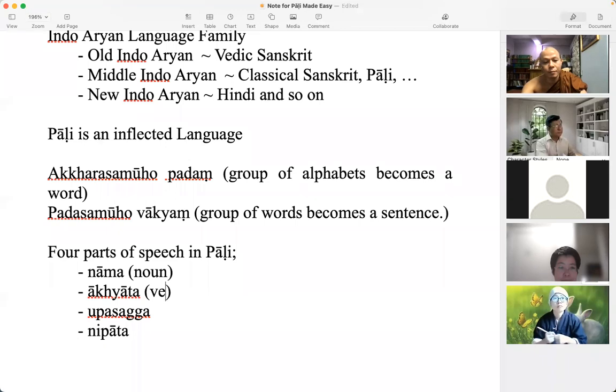Okay, and Akhyata. Akhyata is verb, the same as in English. The other one is Upasagga. The word upasagga literally means prefix, added to the root, especially at the very beginning of the verb. Later we will learn the details; now it is a rough introduction. So upasagga is prefix. And the last one is Nipata, which means indeclinable or particle. The last two are indeclinable.